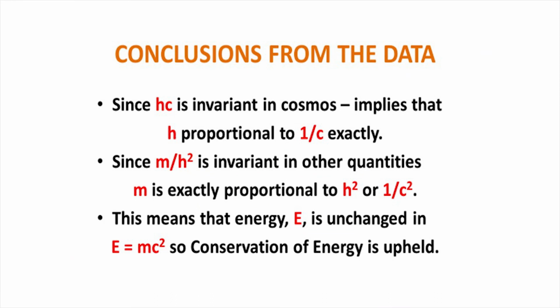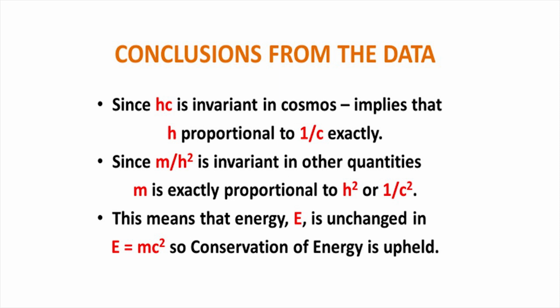There are other examples where this sort of synchronous relationship can be seen. The relationship between electron mass m and Planck's constant h is expressed as m over h squared in some quantities. This relationship always results in the same number. It's invariant. But again, this doesn't mean that either m or h squared has to remain constant, only that if one changes, the other is changing in direct proportion to it.